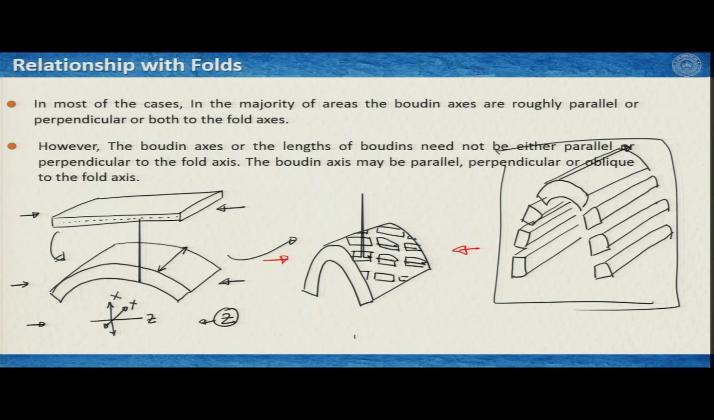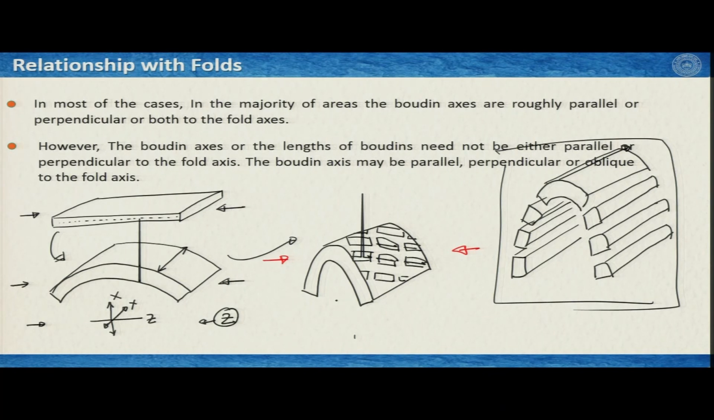Now, you can also think of the pinch-and-swell structures and extension fractures Boudinage, in which the Boudin axis is parallel to the fold axis. They cannot form at the initial stage of the folding process. As you can see here, when the fold is pretty open, we do not have any possibility of the Boudin. The Boudins generally form at a later stage of folding, when the limbs of the folds have entered the extensional field.